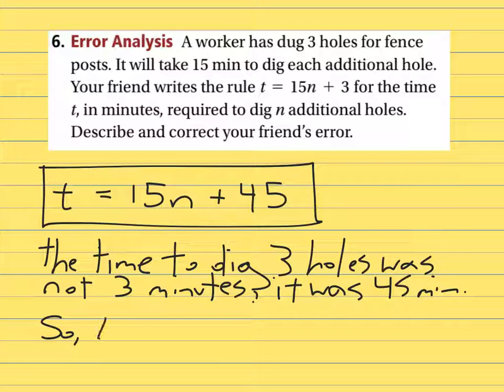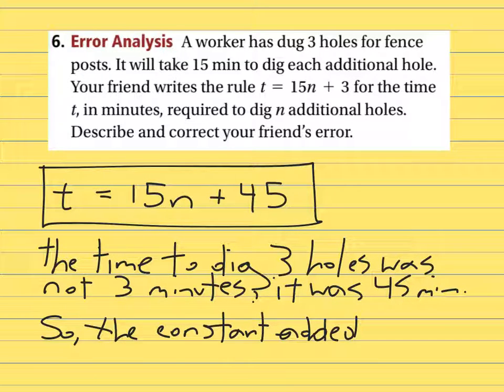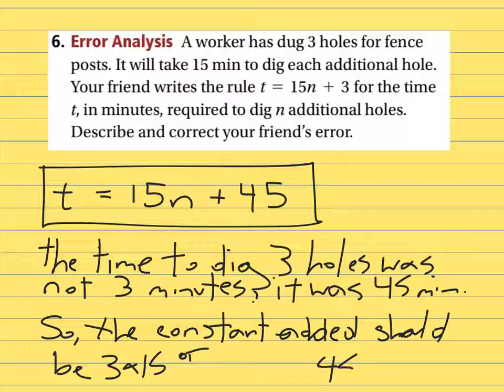So the constant added should be 3 times 15, or, sorry, I'm running out of room here, or 45. And I wrote it like that because I have a button at the bottom that you can't see, but it's there. So the constant added should be 3 times 15 or 45, and that's the error.